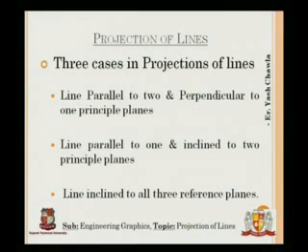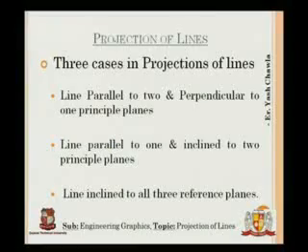So first is, the line is parallel to two and perpendicular to one principal plane. There are three principal planes, again to refresh: we have the vertical plane, the horizontal plane, and the profile plane. So the first condition is that the line can be parallel to two, it might be parallel to HP and VP, and then it will be perpendicular to the profile plane. It can be perpendicular to the HP, and it will be parallel to VP as well as PP, that is the vertical plane and the profile plane.